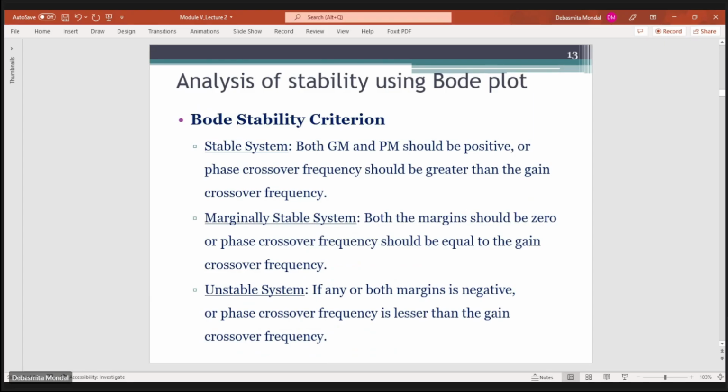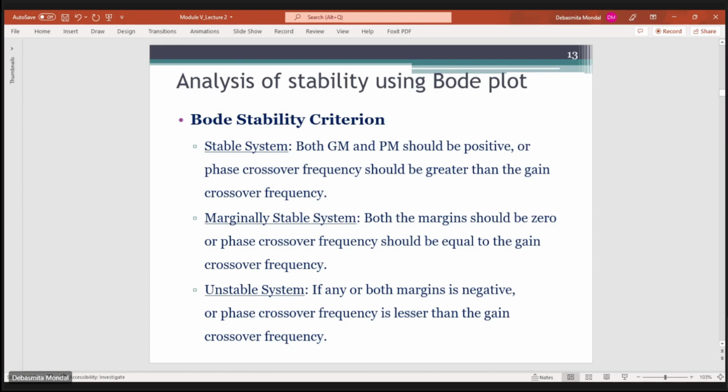Okay, so the criteria goes like this: if both the gain margin and the phase margin are positive, that means that the phase crossover frequency is greater than the gain crossover frequency, then we say that the system is stable.